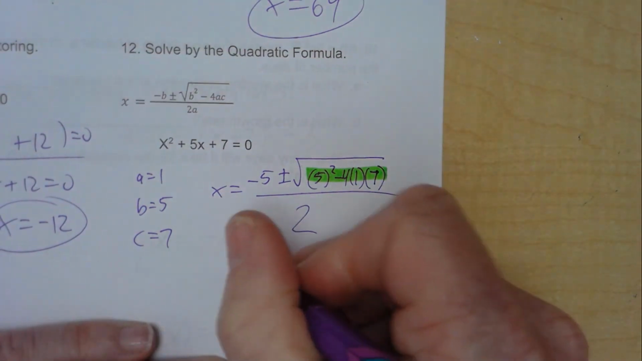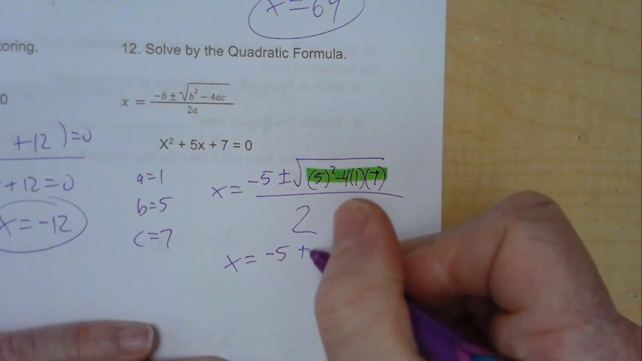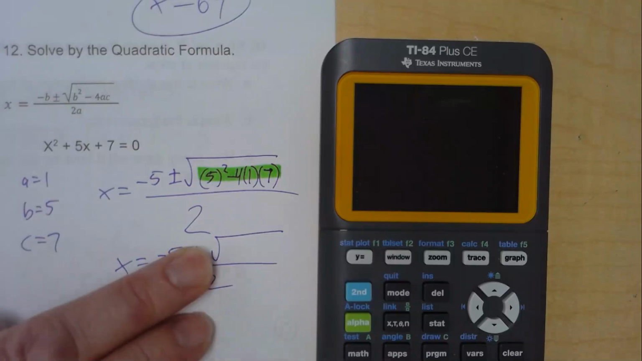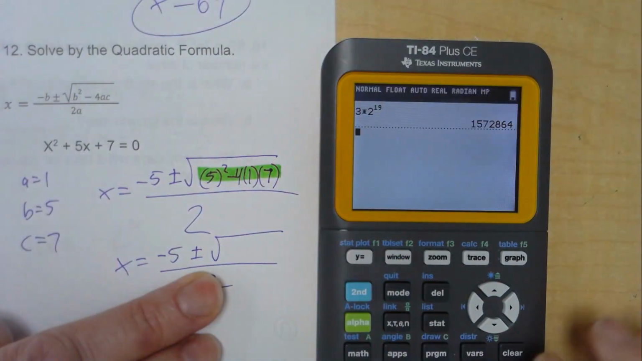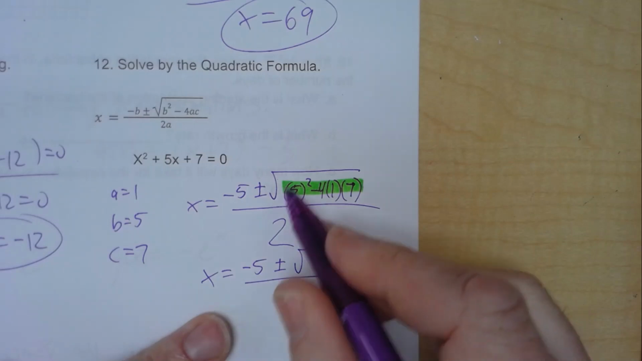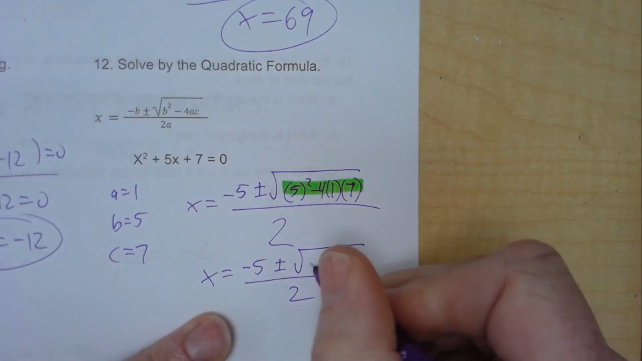All right, x is equal to negative 5 plus or minus square root over 2. So just type that part into your calculator. So you can't go wrong if you use the baby parentheses. 5 squared minus 4, baby parenthesis, 1, baby parenthesis, 7, baby parenthesis. I'm calling it a baby parenthesis because there's nothing in it except for just a number. Negative 3. That's not too bad. You could have done that one in your head. That's 25, and then minus 28 would be negative 3.